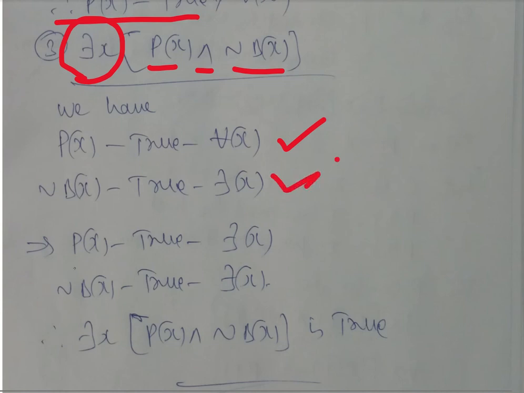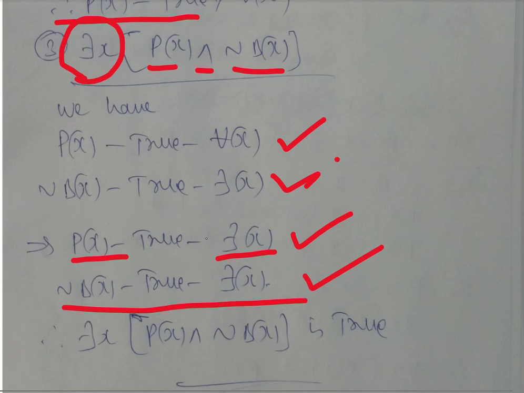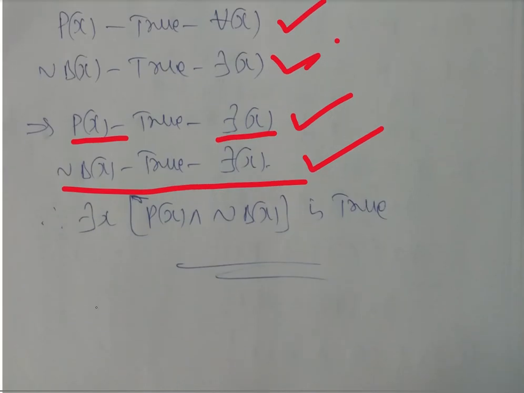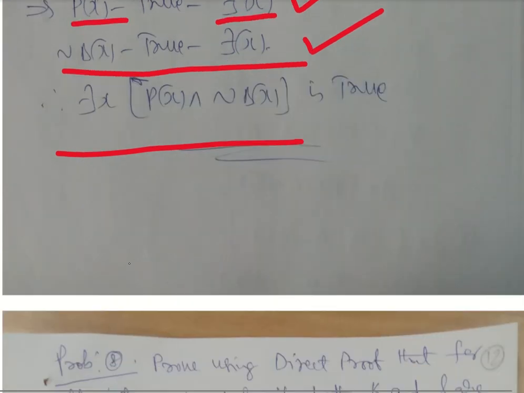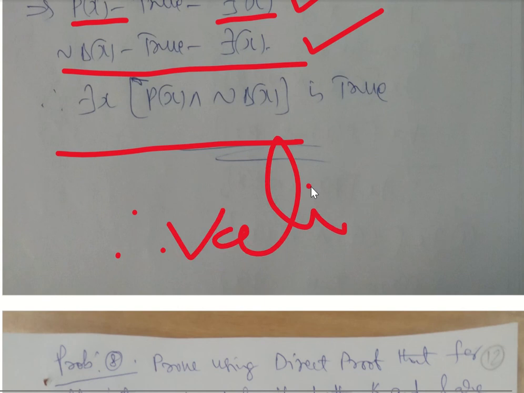Now, can I say that p of x is true for some x? When p of x is true for all x, can p of x be true for some x? Definitely, common sense. So, this is true. And we know that negation of b of x is true for some x. When this is true for some x, I can infer that for some x, p of x and negation of b of x is true. Thereby, the given conclusion is valid. So this is how we have proved that the given statements are valid.